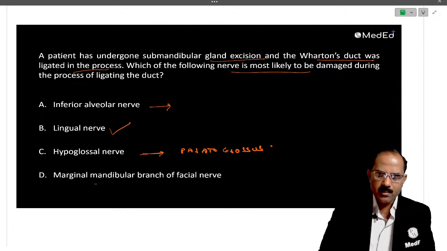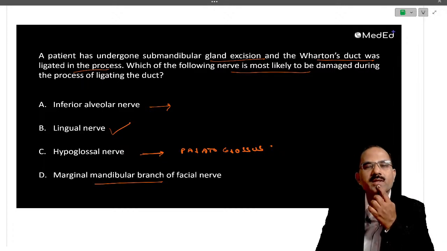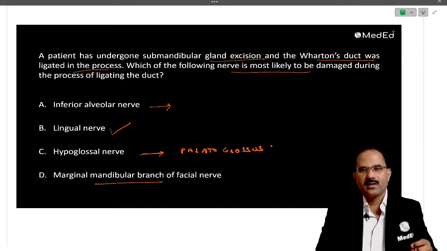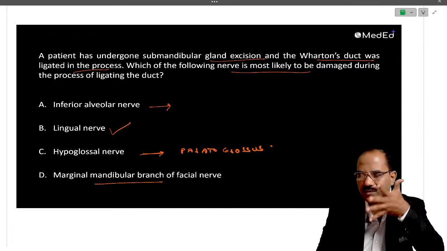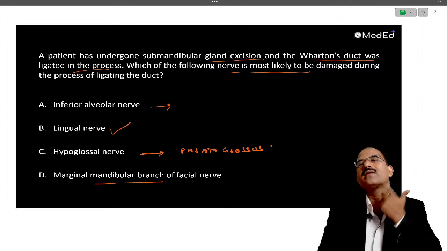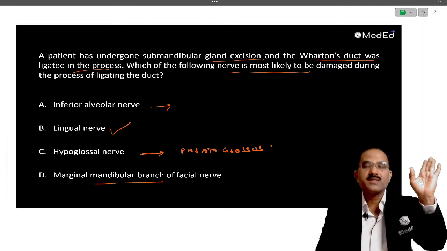Perfect. The marginal mandibular branch of the facial nerve supplies the lower lip. It is a branch of the facial nerve as it emerges out of the parotid gland: the temporal, the zygomatic, the buccal, the marginal mandibular, and the last one is the cervical. Perfect. I hope this is clear to all of you.